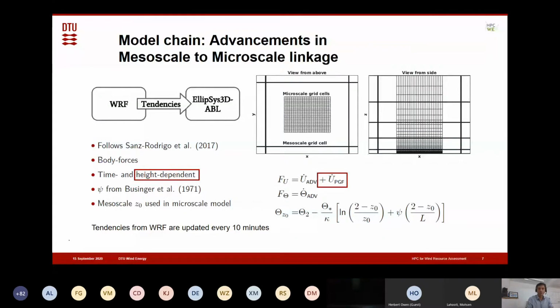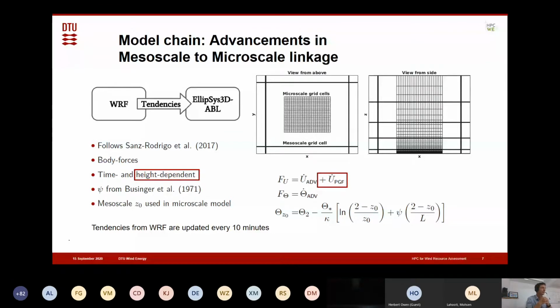So to zoom in more closely now on the DTU Wind Energy model chain, one of the areas we've been concentrating on is this chain going from the WRF mesoscale model to the Ellipsys 3D CFD model, which has been developed at DTU Wind Energy. There's a method which uses tendencies from the WRF model to drive the CFD code. This was written up in Sanz Rodrigo et al. in 2017, and Bjarke Olsen, who is on this project at DTU Wind Energy, used it as part of his PhD study, and now it is being developed further, and that's what I will explain here.